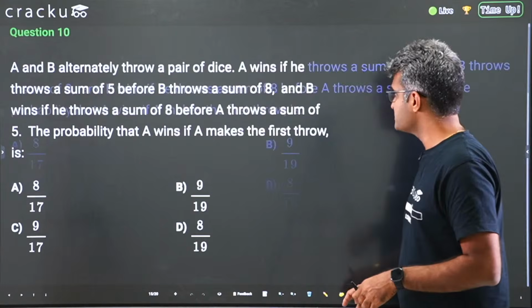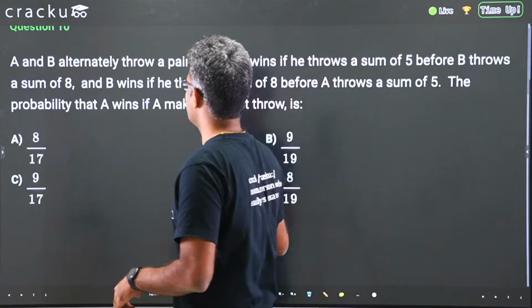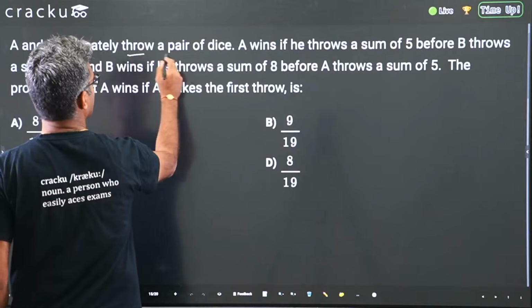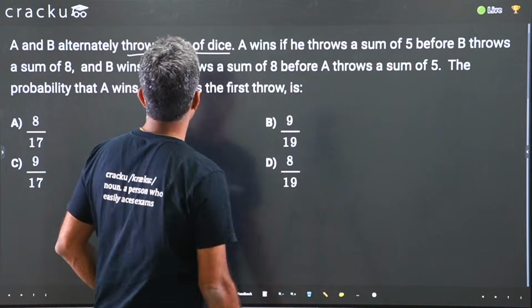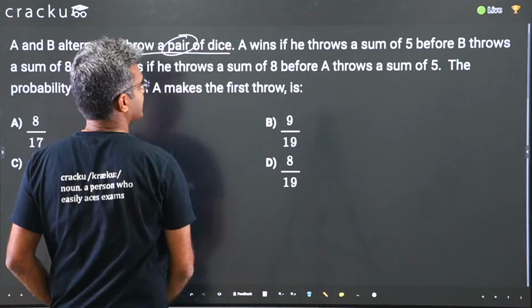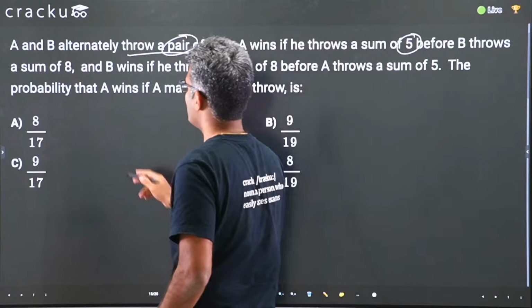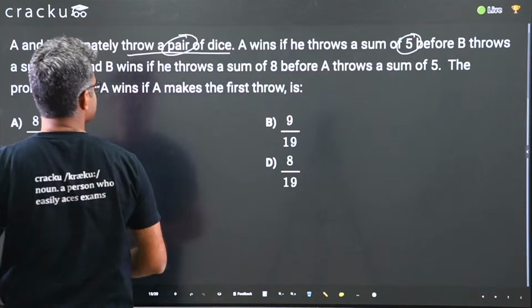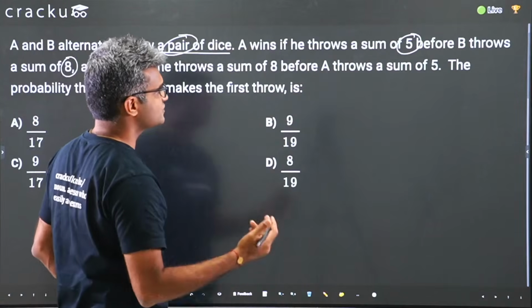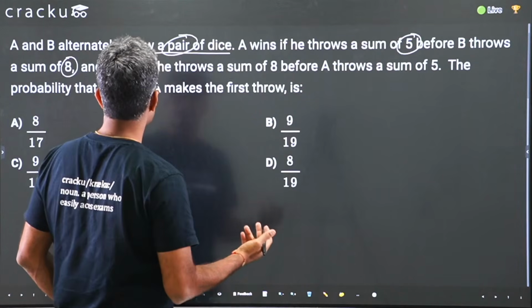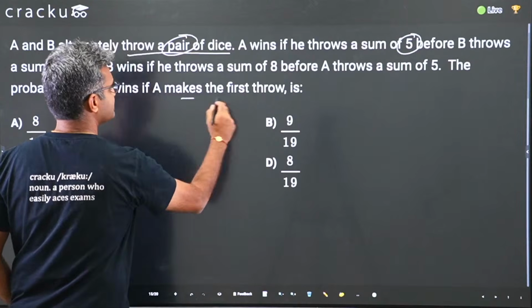Okay, let us try to answer this question. In this question, we are told that A and B alternately throw a pair of dice. So both of them are throwing 2 dice. A wins the throw if he gets a sum of 5 before B throws a sum of 8, and B wins if he throws a sum of 8 before A throws a sum of 5. The probability that A wins given that A makes the first throw is.